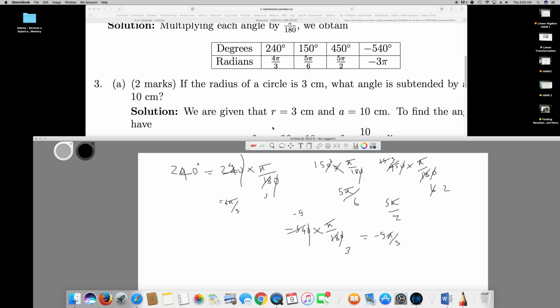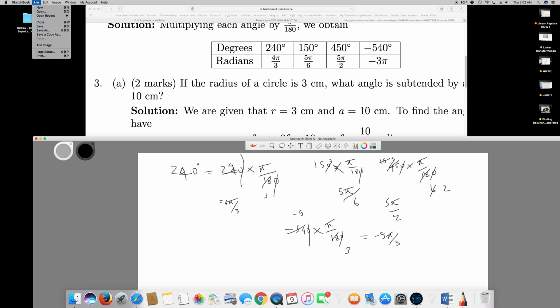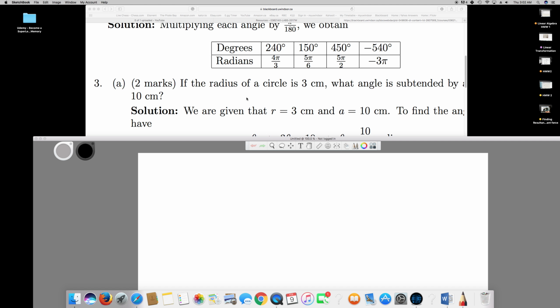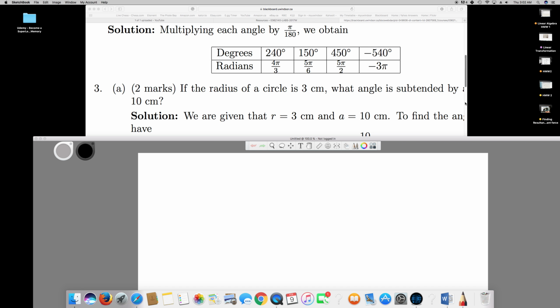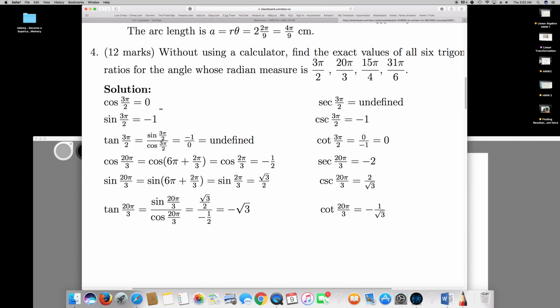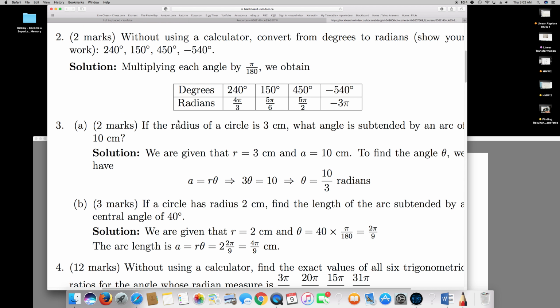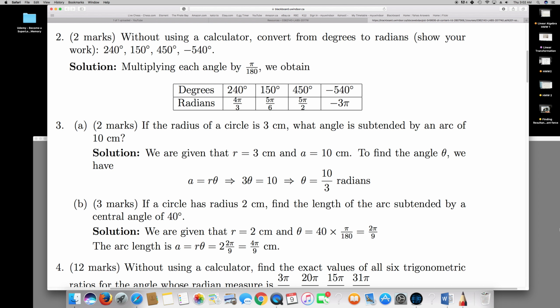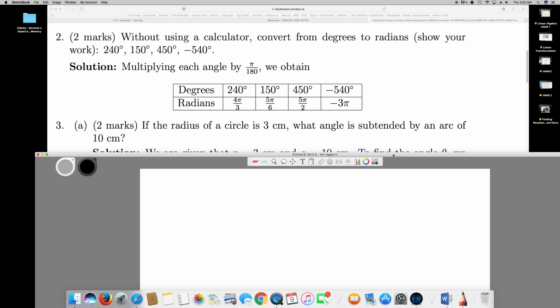Let's do the next question. The next question is asking, we have to read the full question. If the radius of the circle is 3 centimeters, what's the angle subtended by an arc of 10 centimeters?